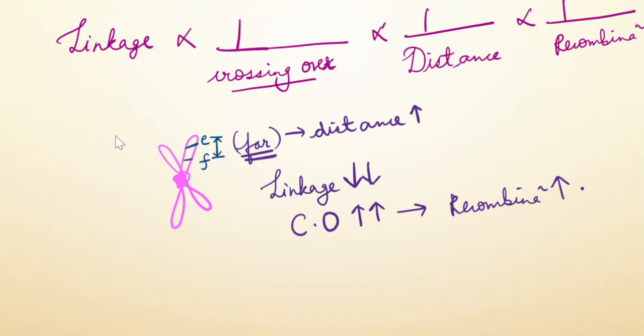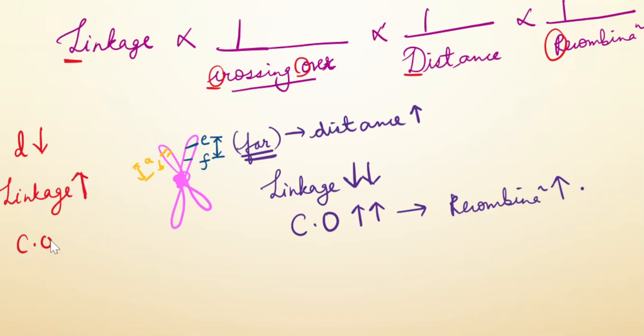And if I talk about the other two genes, suppose here there is A and B. Now you can see the distance is lesser. I will write D for distance. If distance is less, means L, that is linkage, I am marking the short forms. If the distance is less, the linkage will be higher, then the crossing over will be less, and R, recombination, also will be less. So here there are two scenarios for the same thing.